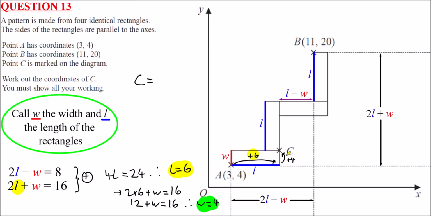So piecing all this together, the x-coordinate was 3, we've added 6 to it. The x-coordinate at C, therefore, now is 3 plus 6, which is 9. And the y-coordinate started off being 4. We're now adding on an extra 4 to it. 4 plus 4 gives us 8. So C, therefore, must be 9 and 8.